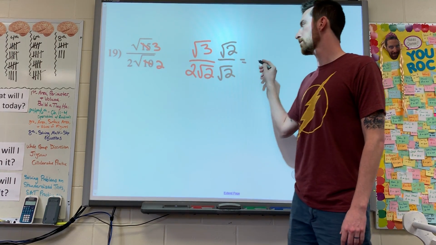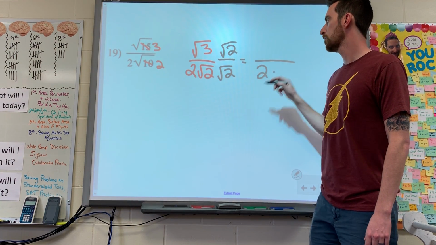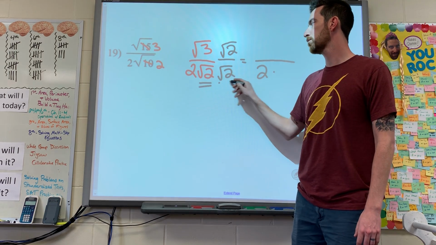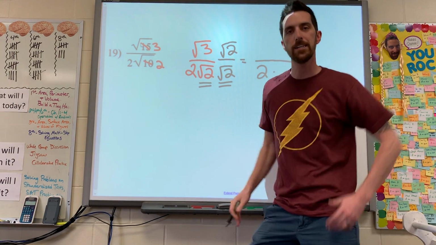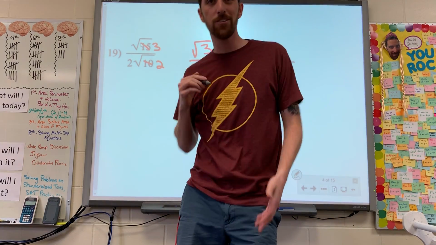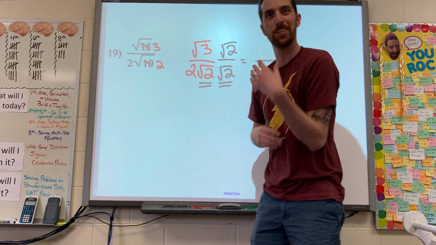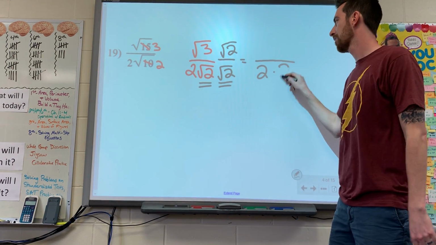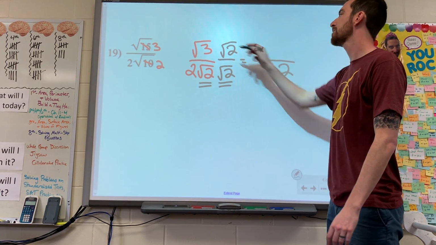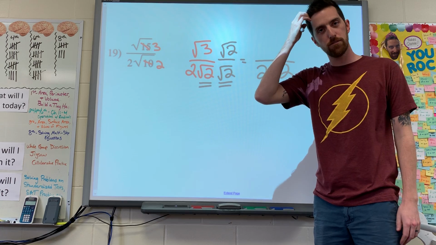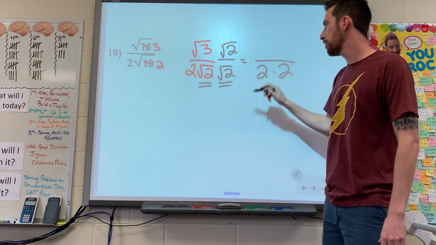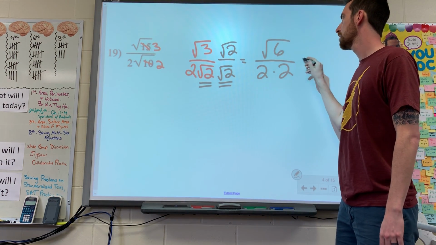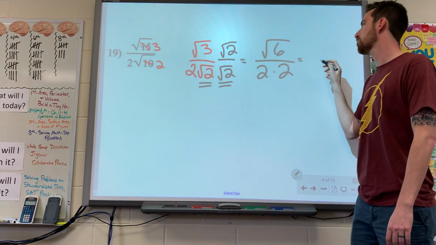So, on the bottom we got the 2. We've also got this square root of 2 times the square root of 2. Let's use the trickery that we always do. The square root of 2 times the square root of 2 is 2. On the top, the square root of 3 times the square root of 2, they're both radicals. Just multiply them, root 6. Clean it up a little more, 2 times 2 is 4.